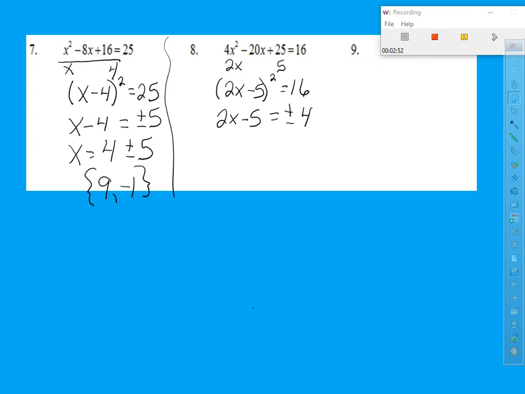Now think about what you've got to do to get x by itself. The first thing I need to do is add 5 to both sides. The next thing I need to do is divide by 2. So my answers can be found by 5 plus or minus 4, all over 2. Now we'll go get our 2 answers. 5 plus 4 is 9, so 9 over 2. 5 minus 4 is 1, so 1 over 2. So you've got to remember how to use the square root property.